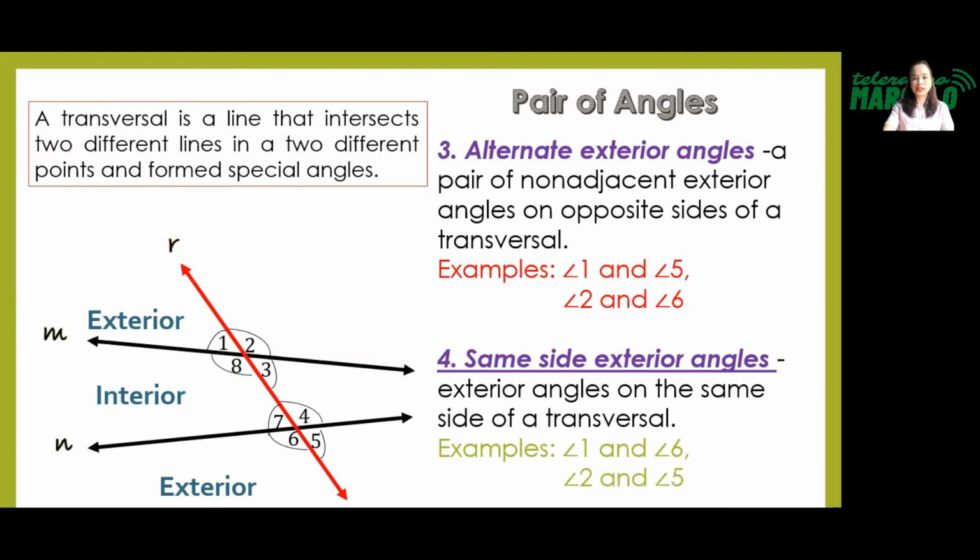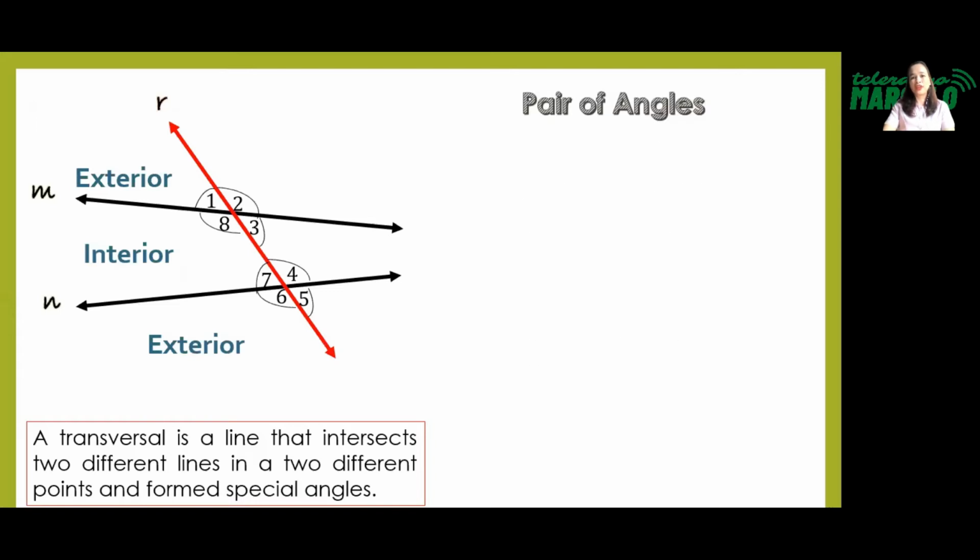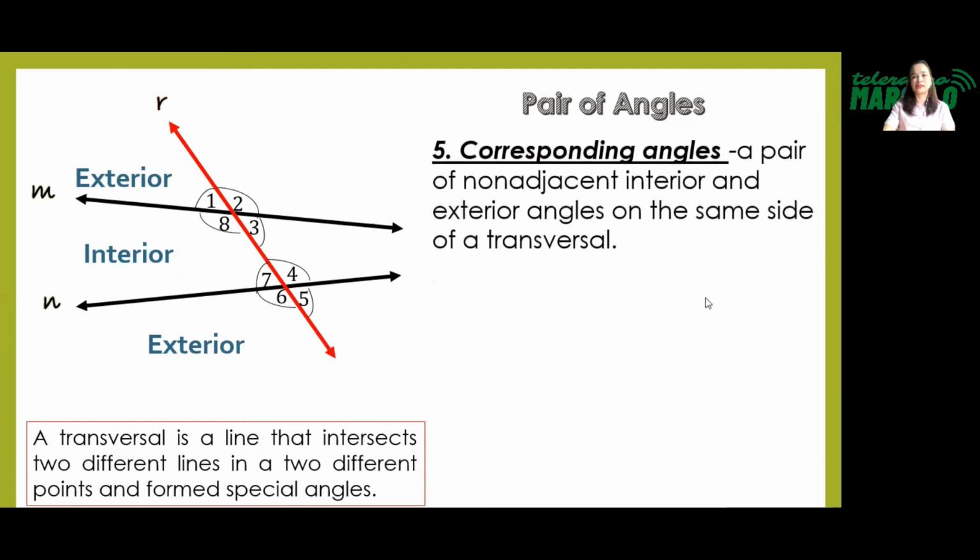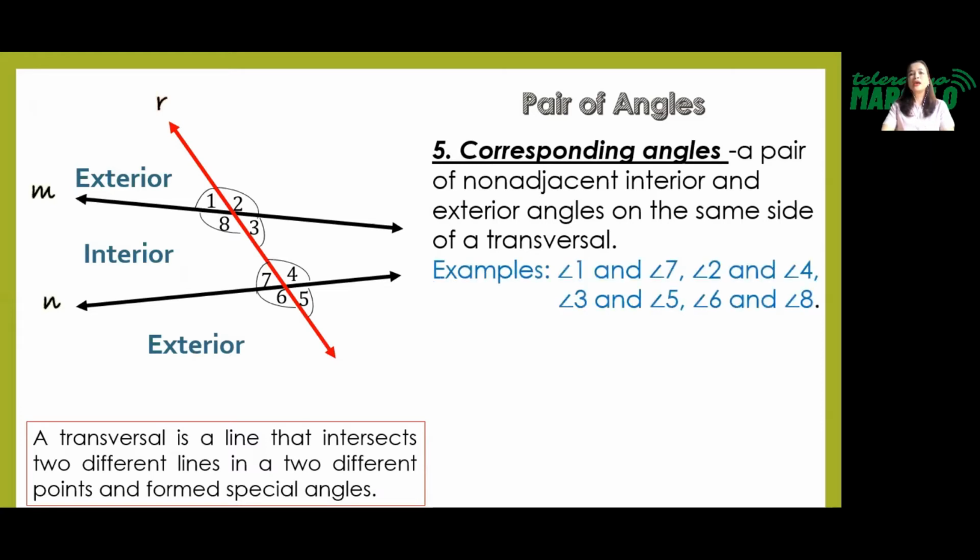Okay, so let's proceed. Still on the pairs of angles that we can derive from this figure are the corresponding angles. Corresponding angles are a pair of non-adjacent interior and exterior angles on the same side of a transversal. Okay, so we just have to look at one exterior, one interior on the same side of the transversal. And the examples will be angle 1 and angle 7, angle 2 and angle 4, angle 3 and angle 5, angle 6 and angle 8.